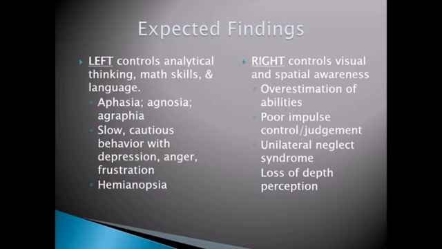So I mentioned before, you're going to have the cross wiring. So when you have somebody who has a bleed or a blockage on the left side of their brain, you're going to see manifestations on the right side of the body. But you also need to think about what the left side of the brain controls. It's analytical thinking, math skills, and language.